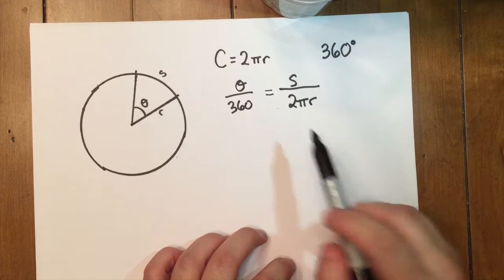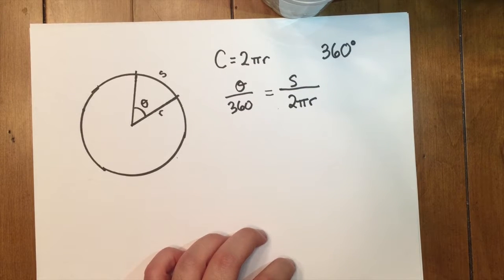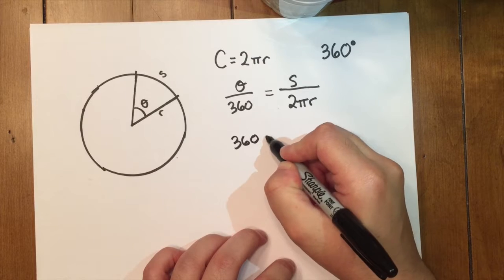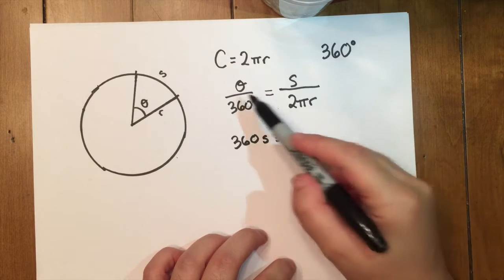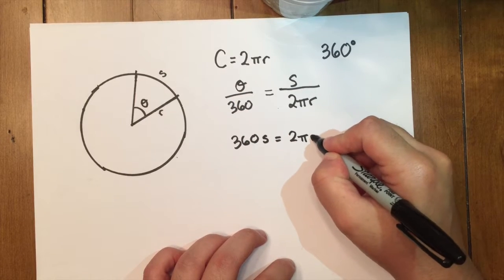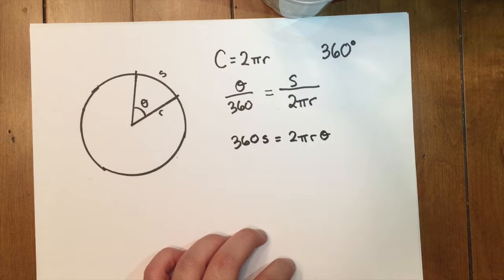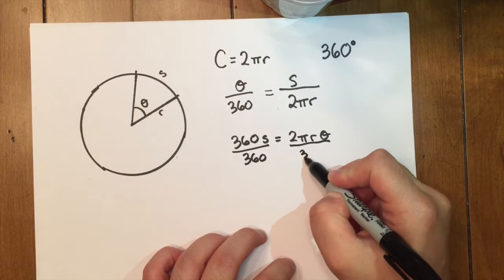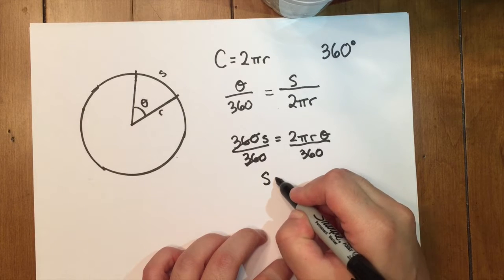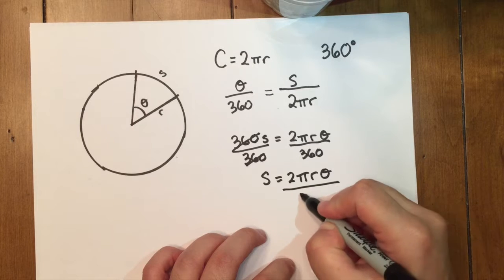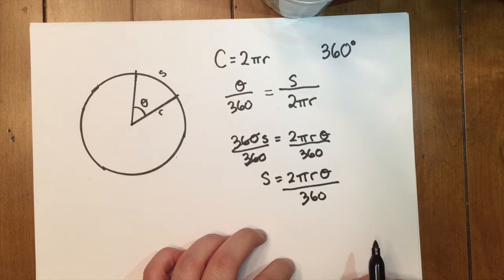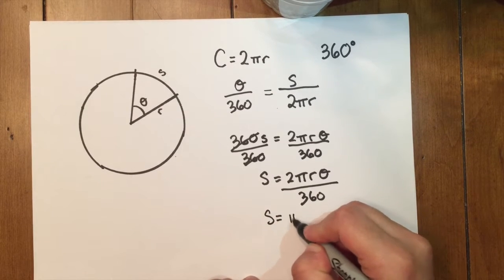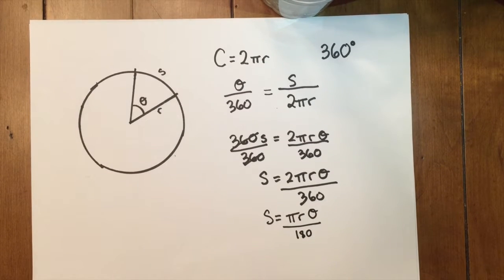If we now cross multiply, we can cross multiply because we have a proportion with an equal sign. We can only cross multiply when we have an equal sign. We take 360 and multiply it by s, and we take 2 pi r and multiply it by theta. We're trying to find the arc length, which is s. So if we now divide both sides by 360, we're left with s equals 2 pi r theta over 360. But with 2 and 360, we can do some reducing. We end up with s equals pi r theta over 180. That looks really complicated, right?